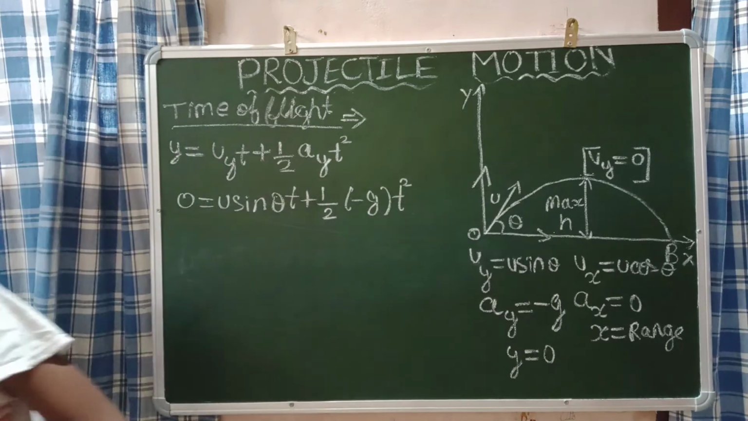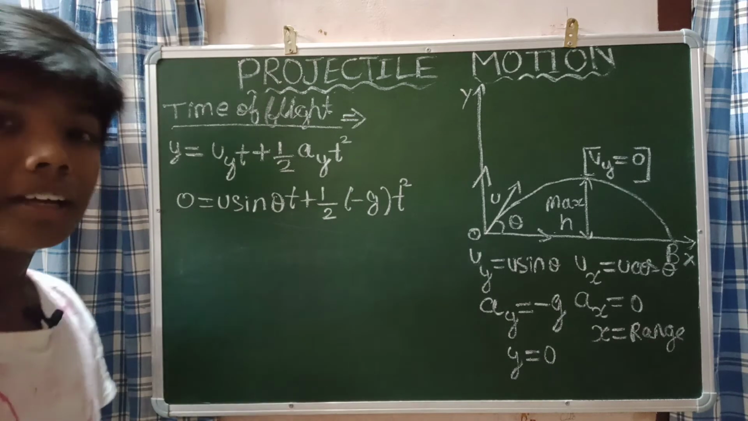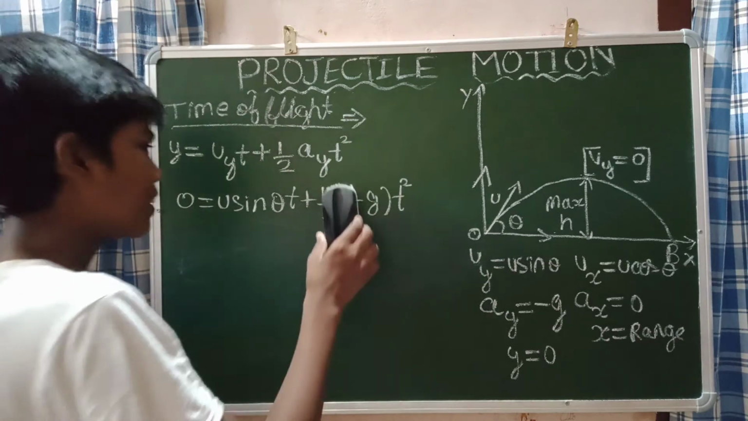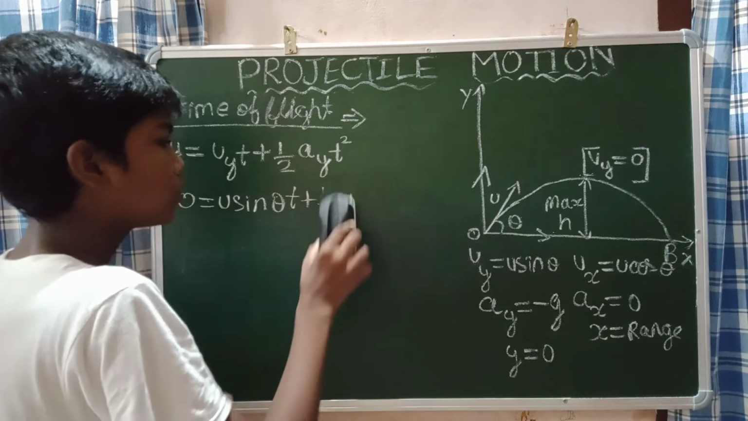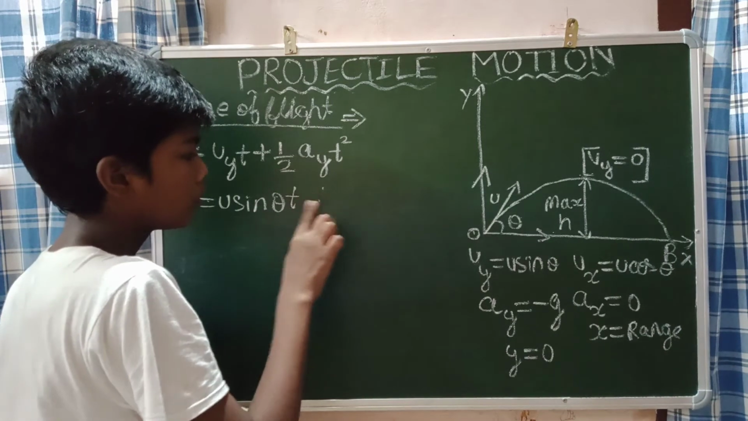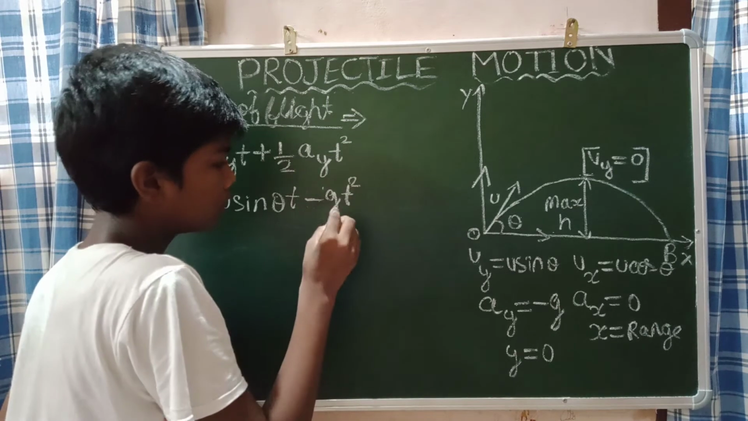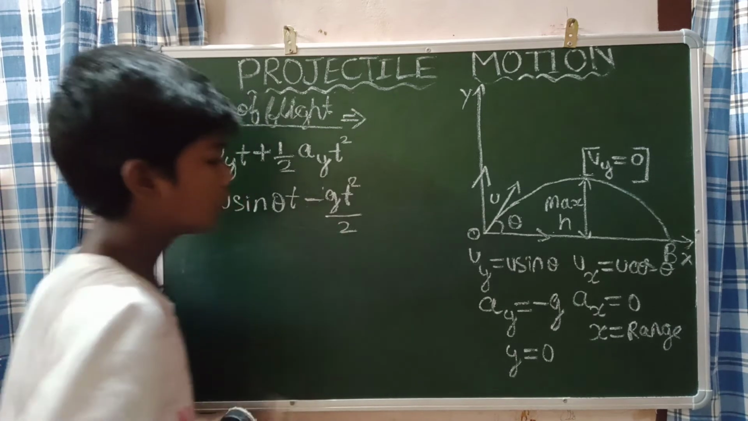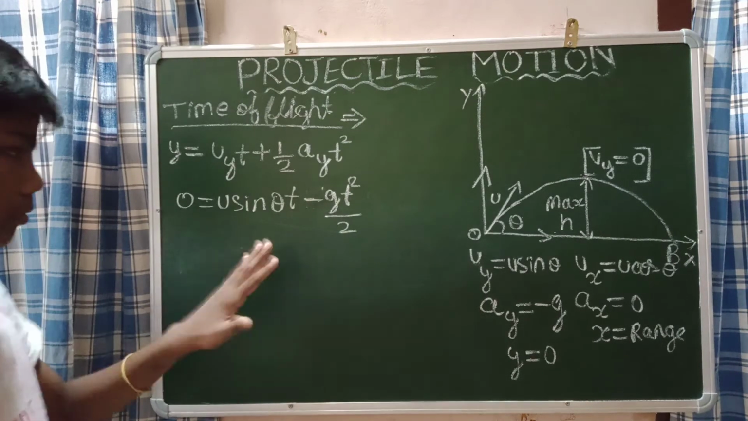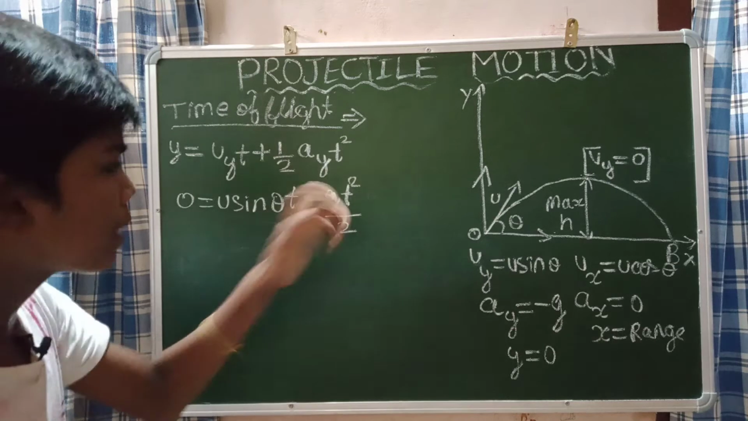Now, half into minus g into t square is minus gt square by 2. I will write it like that: minus gt square divided by 2. This is how the equation becomes. That means 0 is equal to u sin theta into t minus gt square by 2.